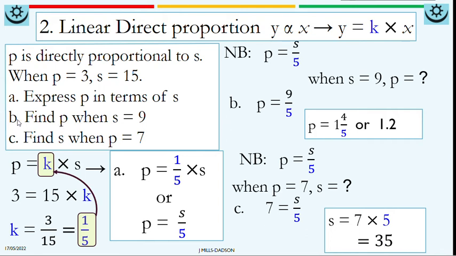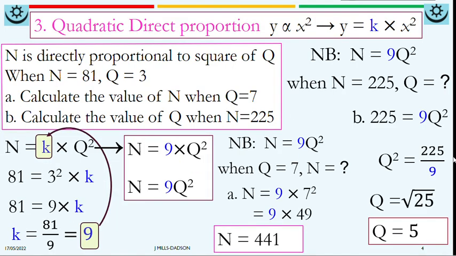And if you look at the quadratic also, n was 81, q is 3. We increased n to 225, and we had q also increased by 5, except that the increment in q is squared, is in multiple, so that is squared. That's the only difference. They must be increasing or they must be falling. Let's look at the next one.